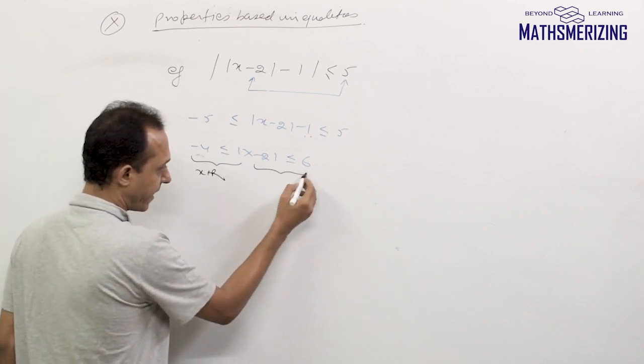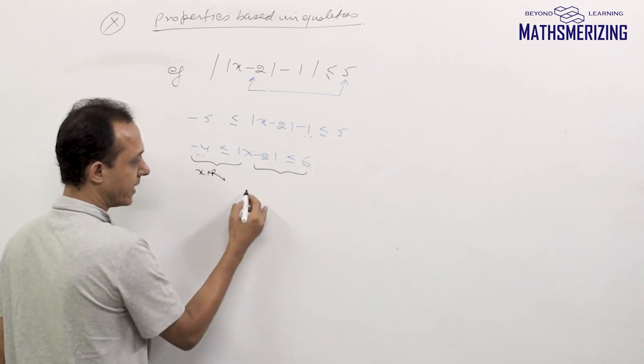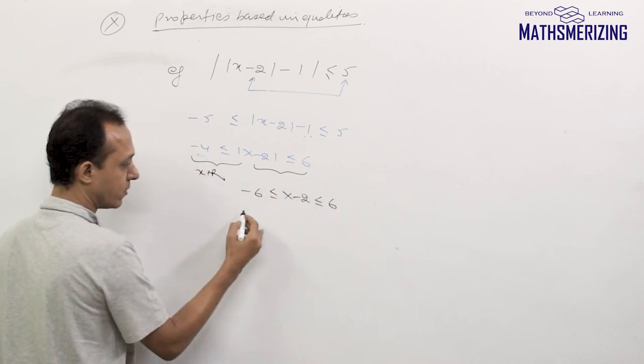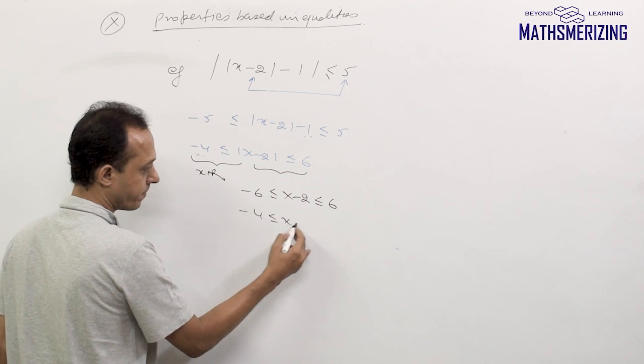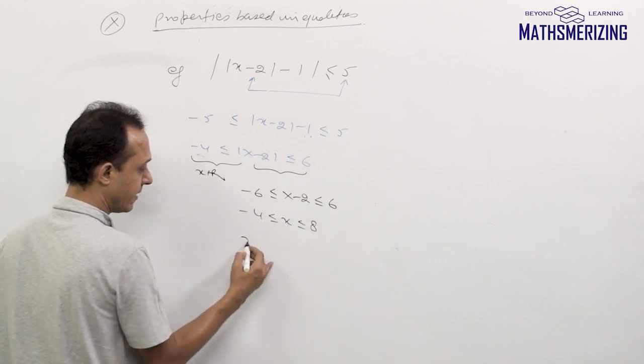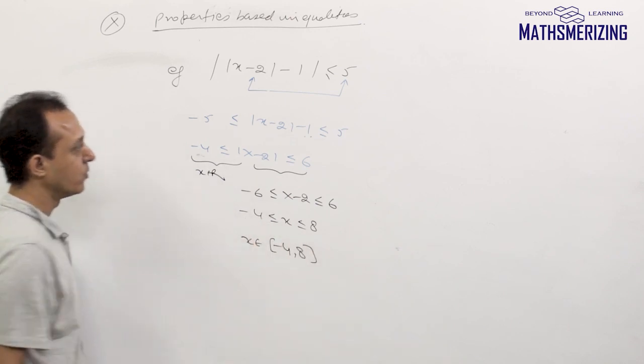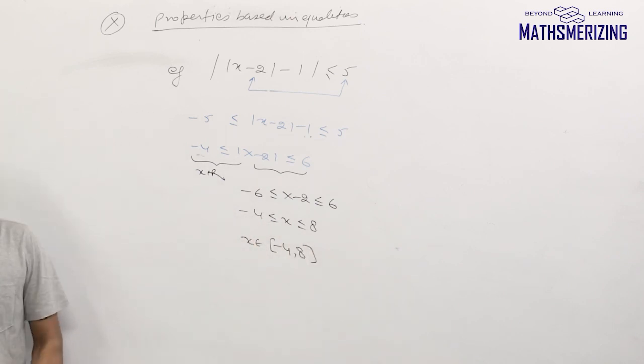And for this one, again this is mod x less than A. So I'll write minus 6 less than x minus 2 less than 6. So I'll add 2. So I'll get minus 4 and then x and then 8. So x belongs to minus 4 to 8.